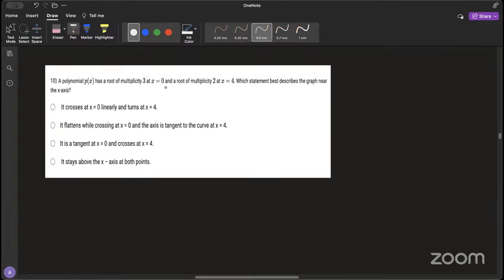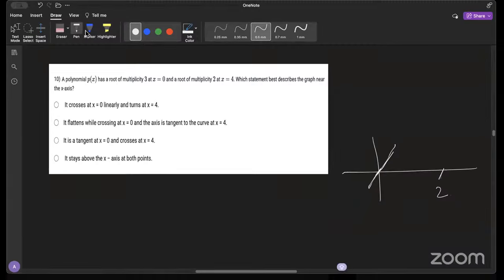Polynomial p(x) has a root of multiplicity 3 at x equals 0 and a root of multiplicity 4 at x equals 2. Which statement best describes the graph near the x-axis? It crosses the x-axis at x equals 0 linearly and turns at x equals 4. Linearly means crossing like this, and sometimes it crosses like this, which is not linear. But if you have multiplicity 3 here, then it can't cross linearly.